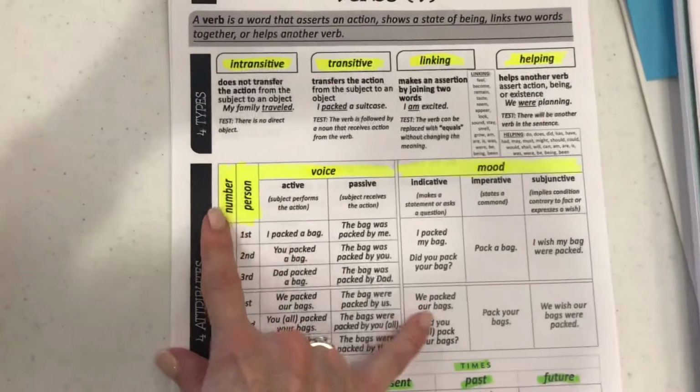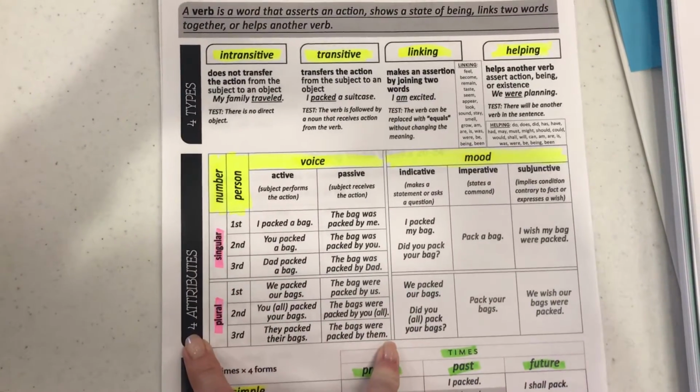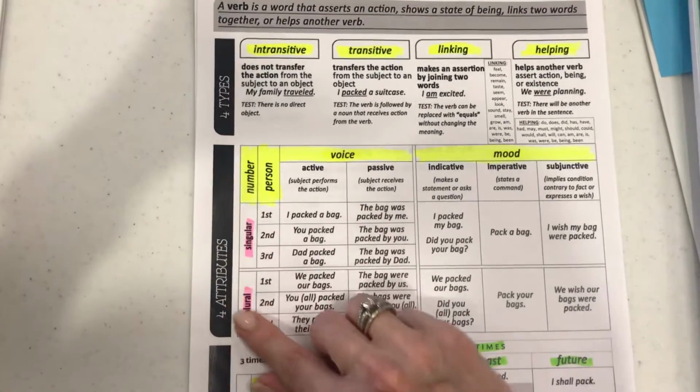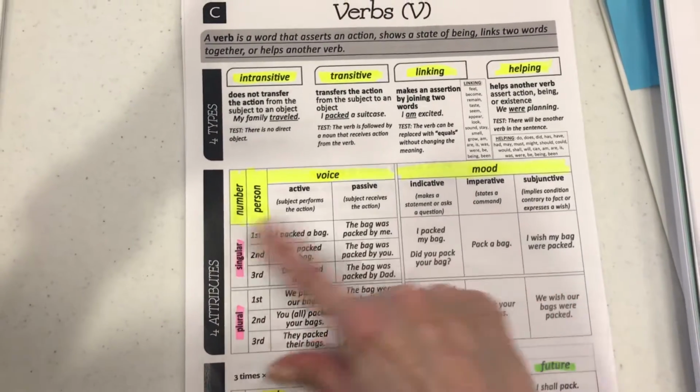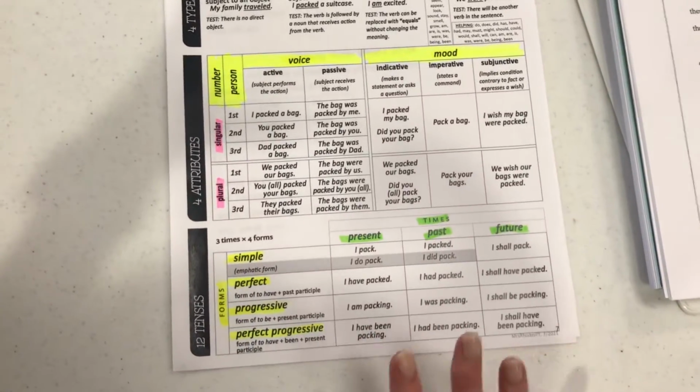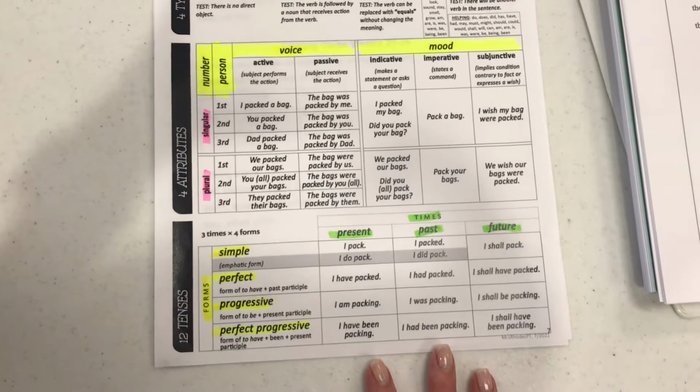And then I reminded you guys, I highlighted the headings because this chart was confusing to look at at first. So what are the 4 attributes? You know, with singular and plural here, that was confusing to me. So I just needed to put the 4 attributes all in one color: number, person, voice, mood. I'm visual. If you're visual, you might want to highlight in different colors too.